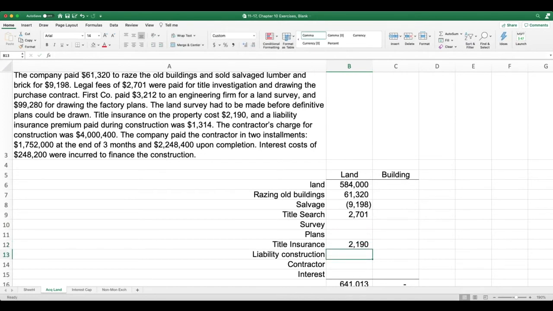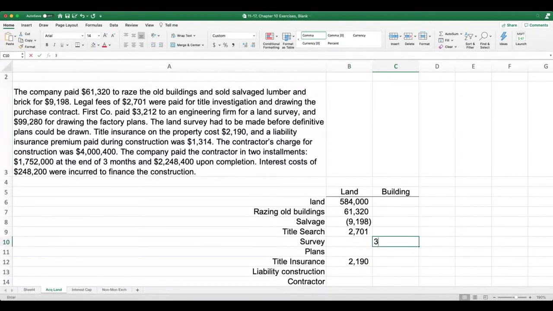Now the survey and the plan. The survey was done to determine what we could do with the plans. So the survey is a cost of the plans. There are times when the survey will be associated with the purchase of the property and not the building. In this case, the survey is going to be associated with the building, not the property. So our survey was $3,212 and the plans were $99,280.